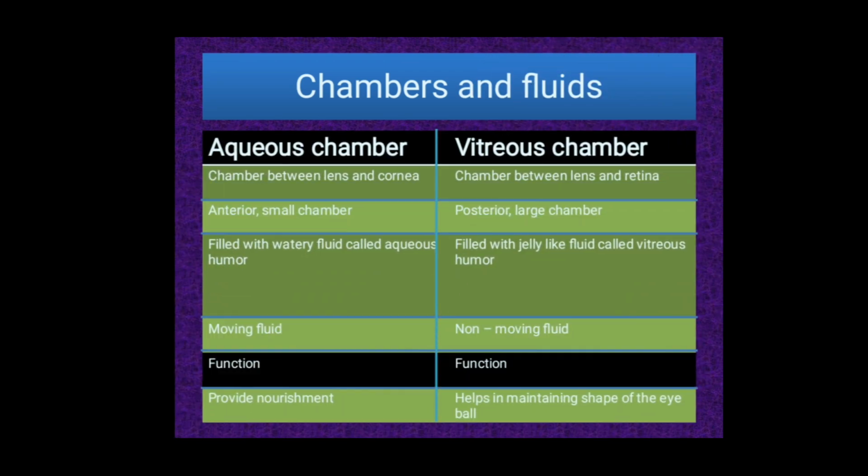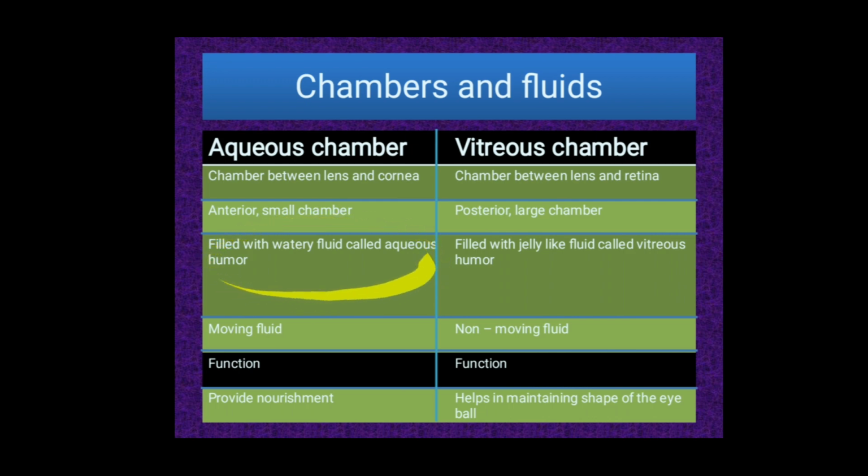Now let's move to the next part of our eye, that is chambers and fluids in our eye. So we have two chambers, an anterior small chamber and a posterior large chamber. The first chamber is known as aqueous chamber. It is located between the lens and cornea. It is anterior in position and small in size, filled with a watery fluid called aqueous humor.